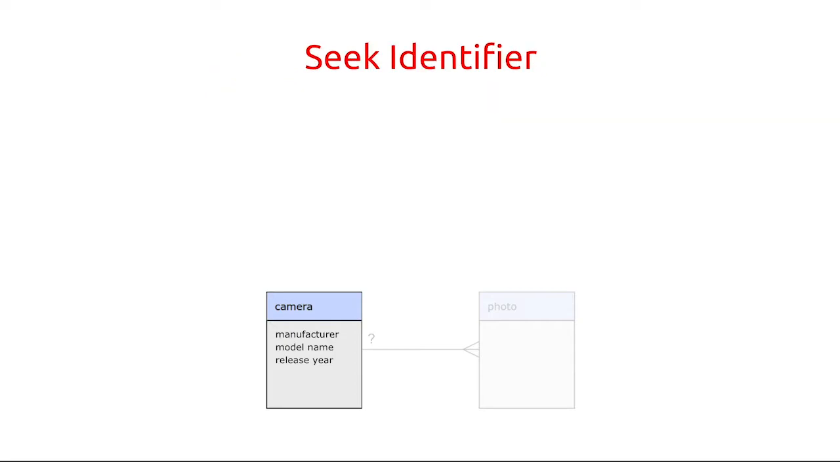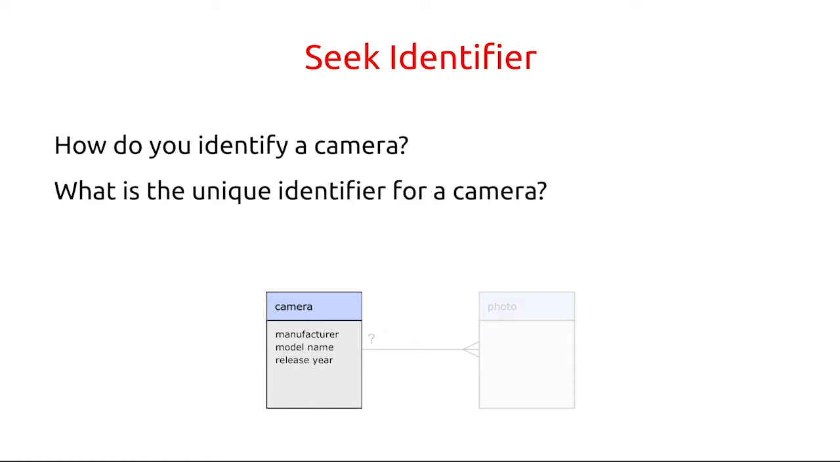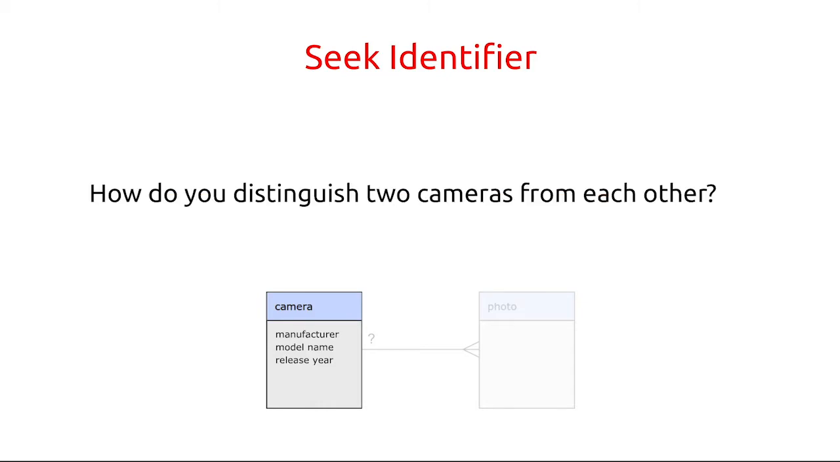If you're talking to a technical person, especially a data expert, you could ask, how do you identify a camera? Or, what is the unique identifier for a camera? But these typically aren't natural questions for users. You're really just transferring knowledge about an existing data model from one technical expert to another. In this class, we're interested in a process that will work even when talking to non-technical users, even when there is no existing database system. This means we need to ask a more abstract question. Instead, we can ask the users, how do you distinguish two cameras from each other?